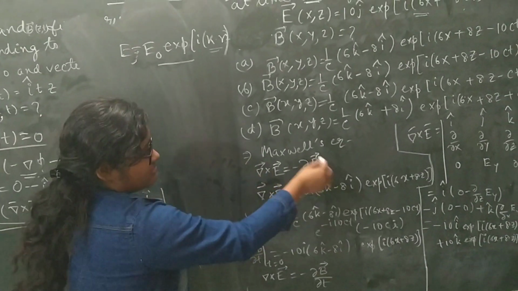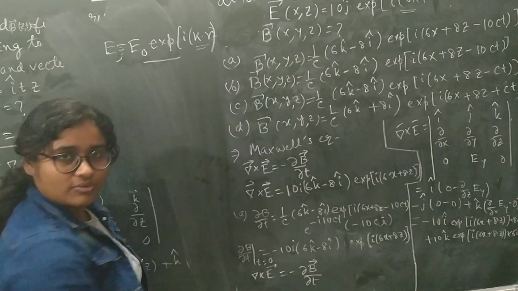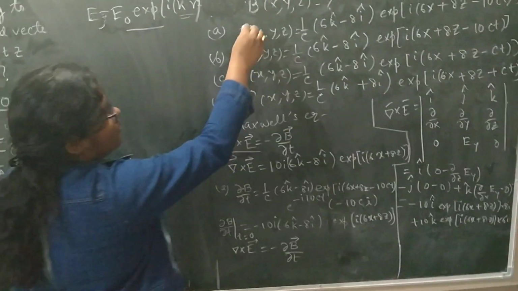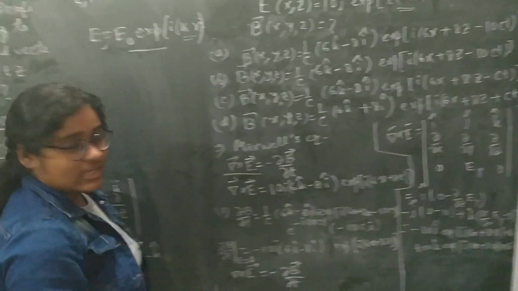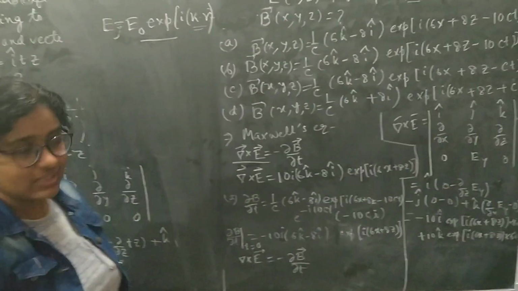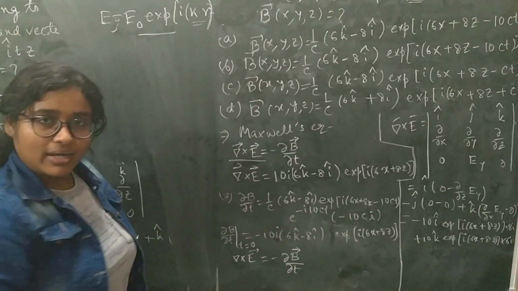So this is the physics behind this equation, and we are going to apply this equation to solve this problem. You find out the curl of E, and from the options you find out ∂B/∂t, and you take the negative of ∂B/∂t. For whichever option this matches, that will be your magnetic field.